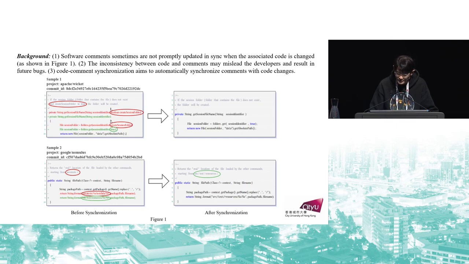These code comment inconsistent samples are called CCI samples in this work. And the inconsistency between code and comments may mislead the developers and result in future bugs. Thus, code comment synchronizers are necessary, which aim to automatically synchronize comments with code changes.